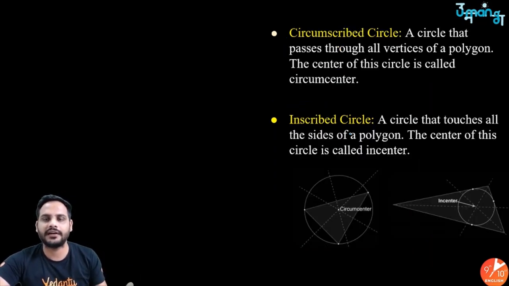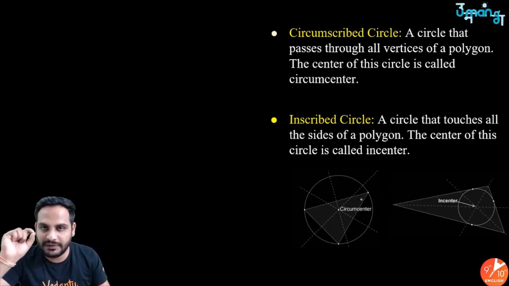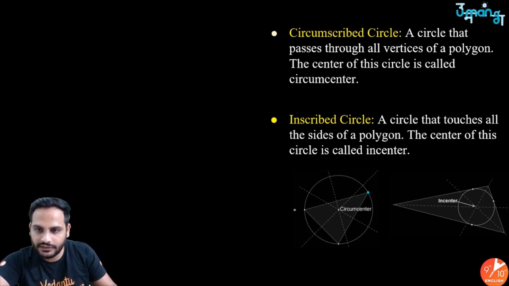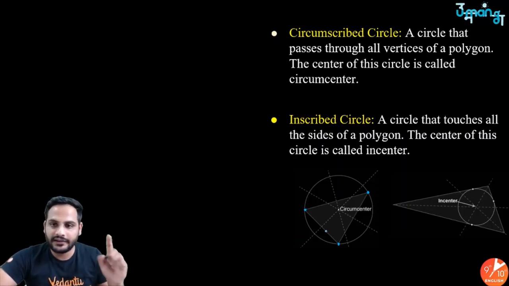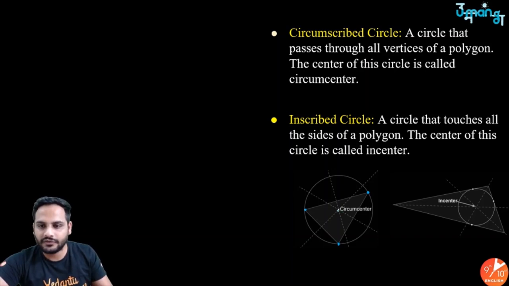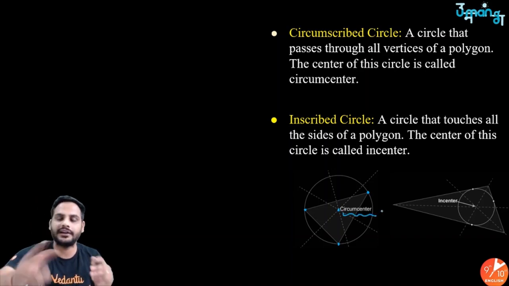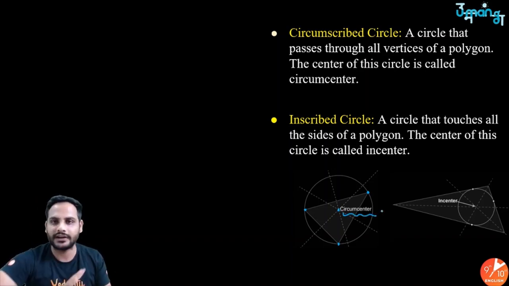Then circumscribed circle. Circumscribed circle is, suppose if I draw any polygon, for example I have taken a triangle. So the circle which will be passing through the vertices of this triangle, all the 3 vertices of this triangle, the circle must pass through all the 3 vertices, then it will be called the circumcircle, and center of that circle is called the circumcenter.